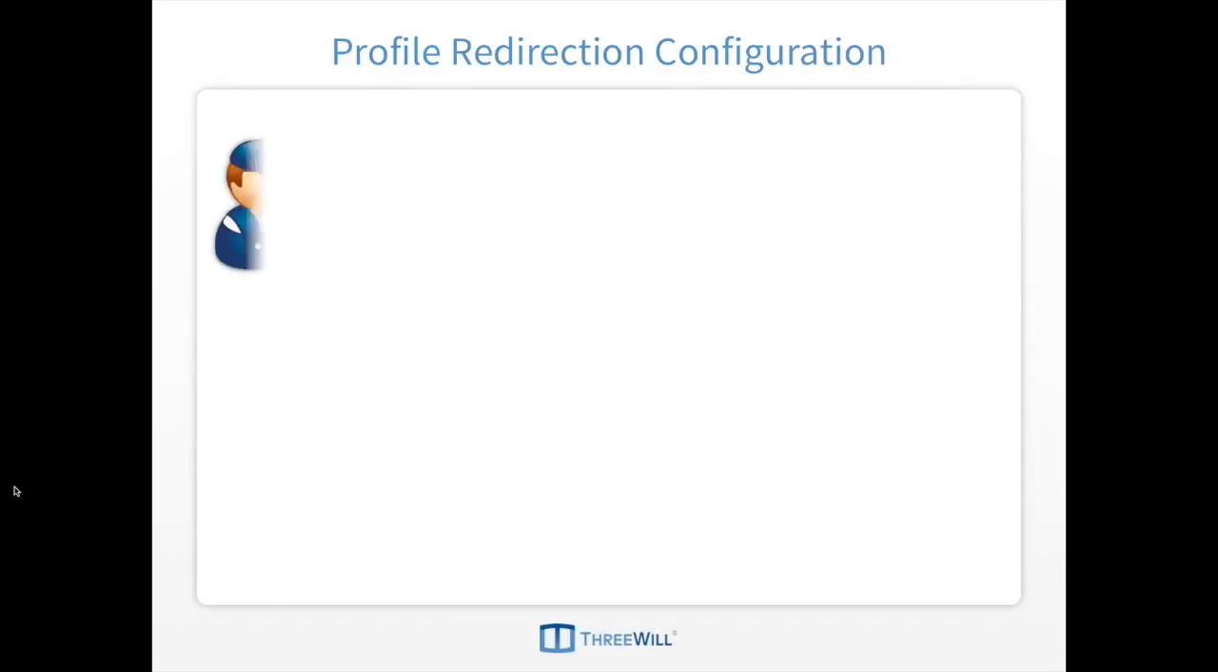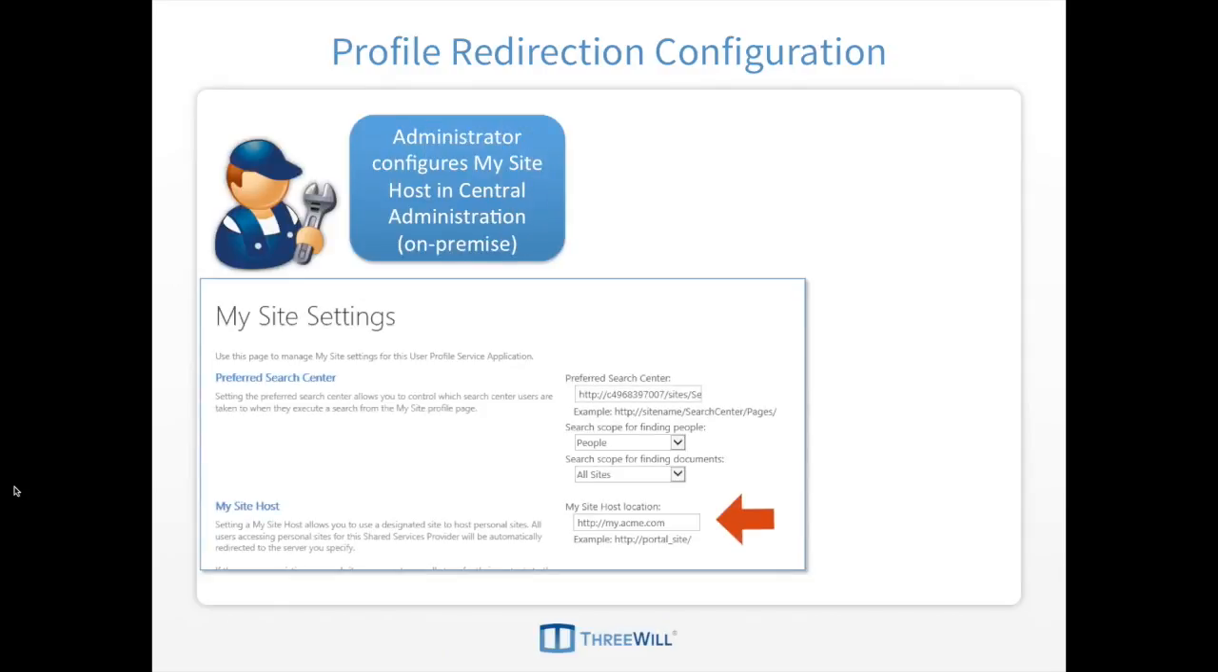So again, let's look at it in picture form. The first thing we've got to do is we're going to go into on-premise and we're going to configure the location of our My Site host. Now, this is something we would always do, but in this case, the importance here is that when you look at the URL for the My Site host, what's going to happen is when a user goes to that URL, there's not actually going to be a My Site there. There's not actually going to be a profile page.